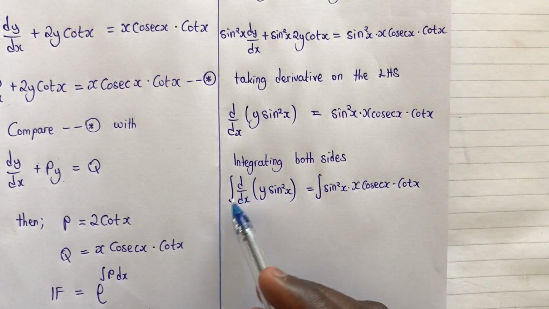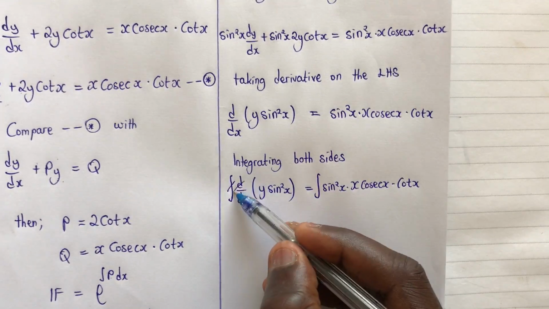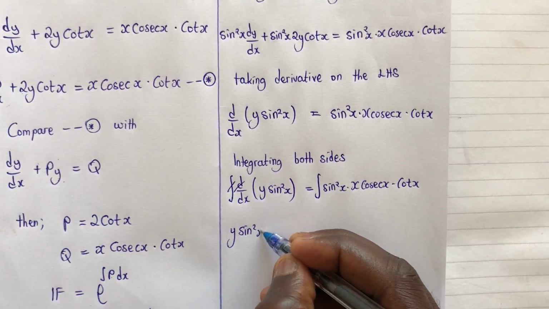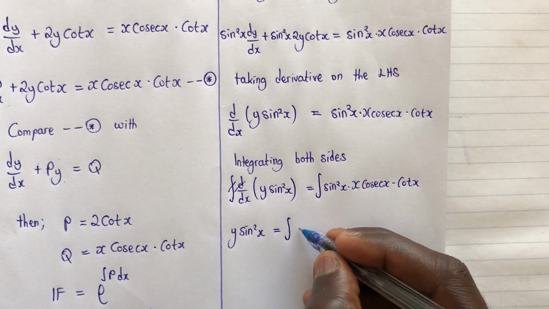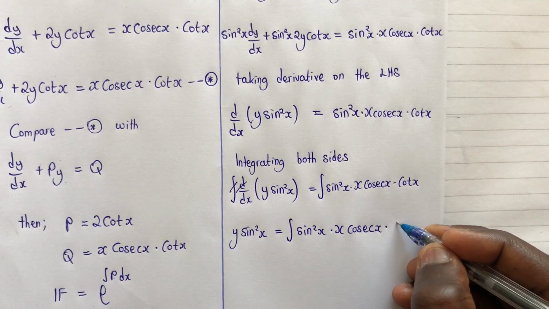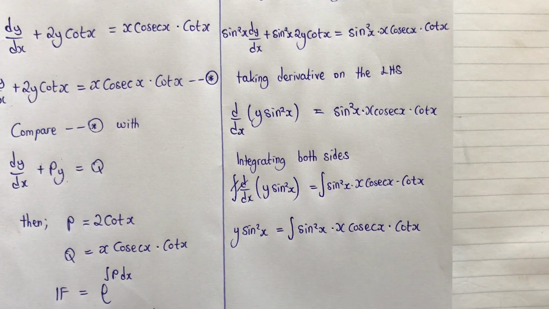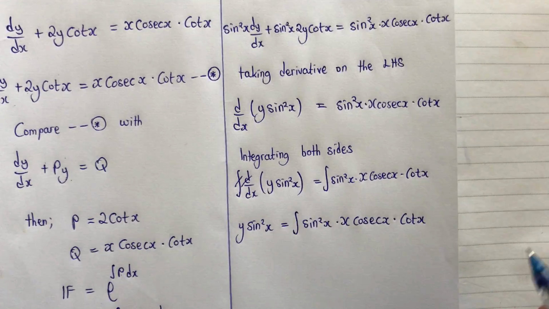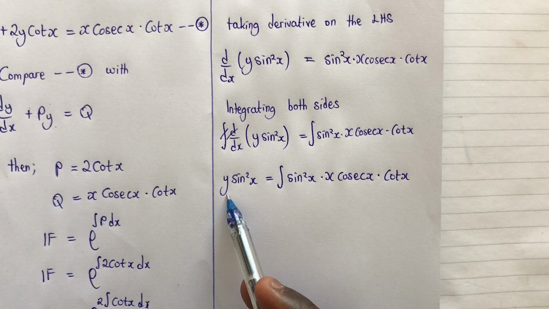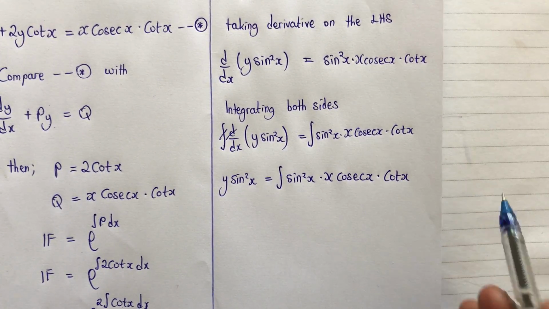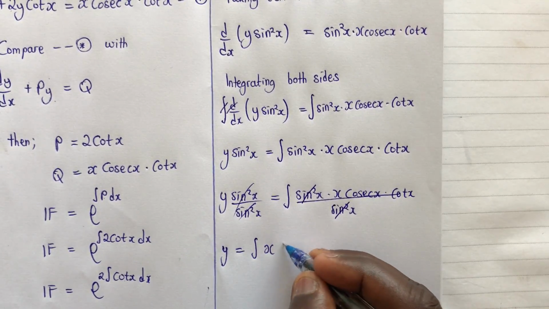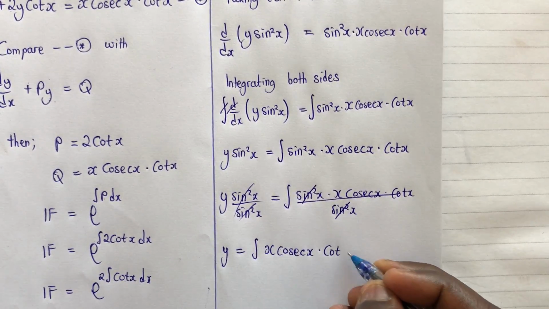So now the integral on this left hand side will take care of this, and it's out. We are left with y sine squared x equal to the integral of sine squared x dot x cosec x times cot x. The dots here are just the multiplication sign I'm applying. I don't want to use times. Now your next option is to make y the subject of the equation. So I can divide through by sine squared x. So this is giving me y equal to the integral of x cosec x dot cot x.